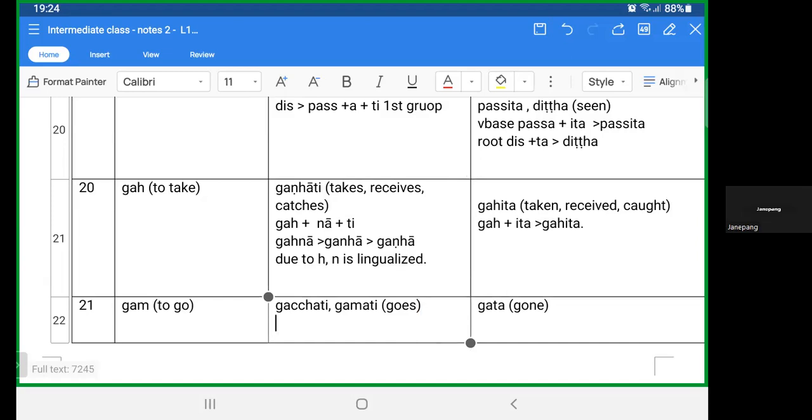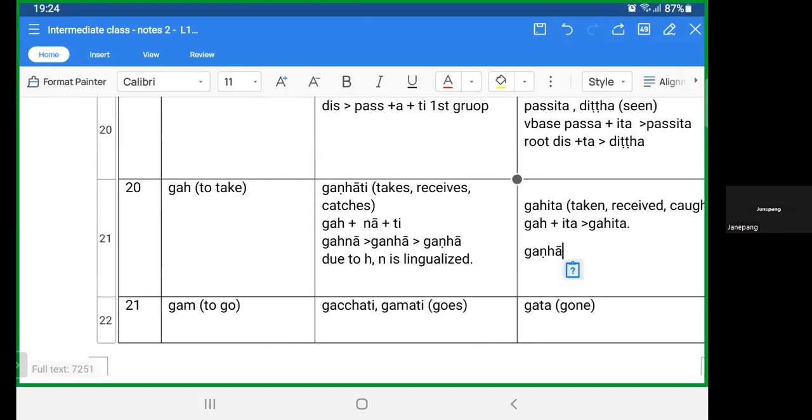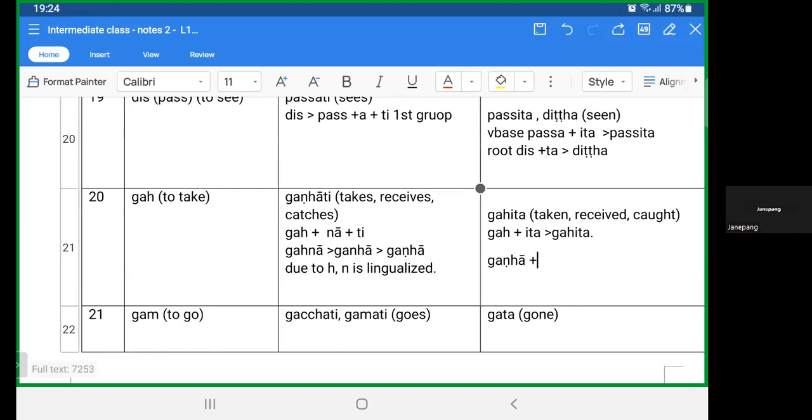Okay, next one. Okay, Saji, yes, can this one, the base become Ganha, GAN.HA? Ganha plus ati. I mean the verb here, not the past participle yet. Oh, okay. Ganha plus ti. Yeah, correct. Plus ti. Ganati, correct.